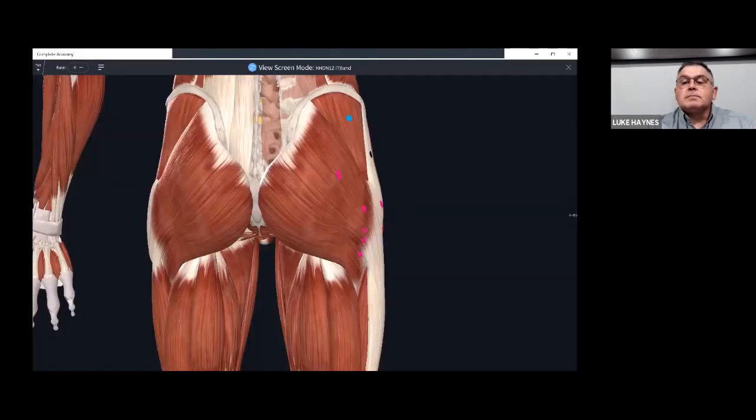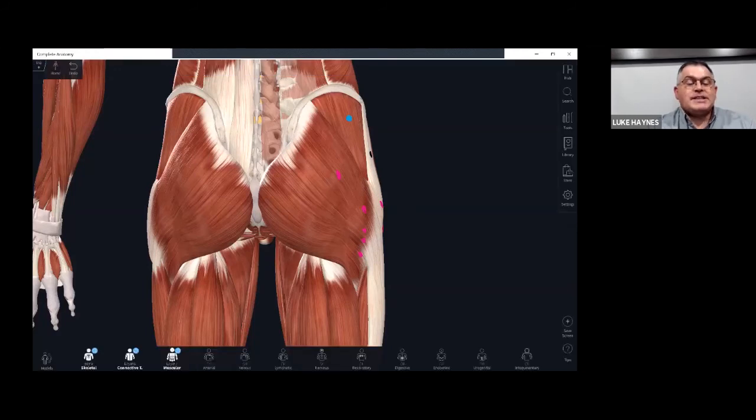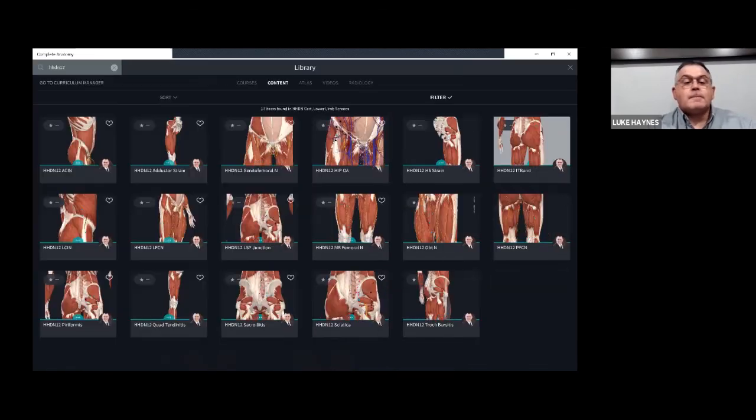And we do tend to see some real improvement with that anterior hip pain, dealing with dry needling on the anterior compartment.